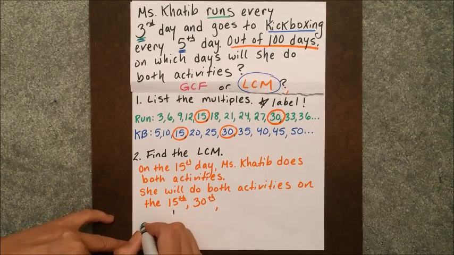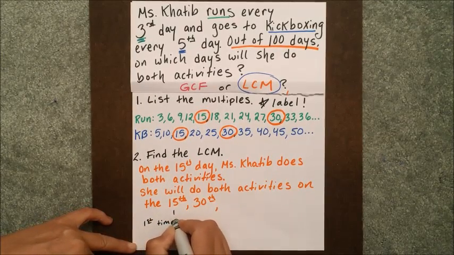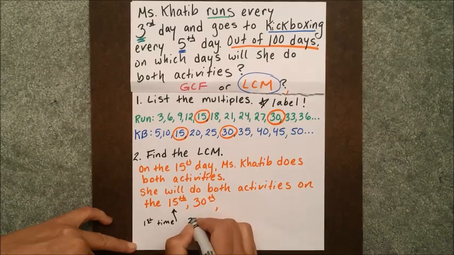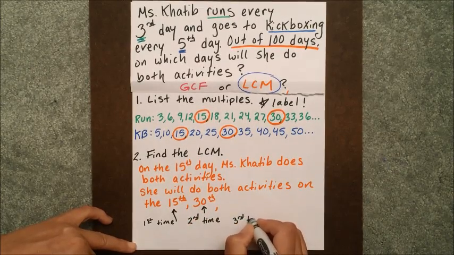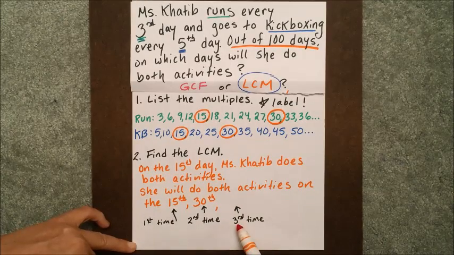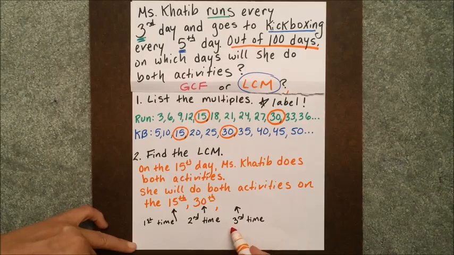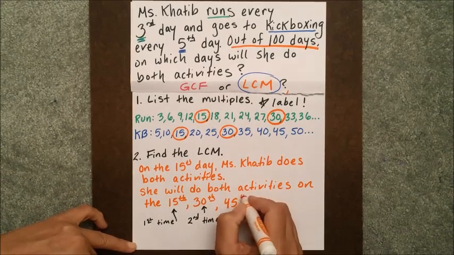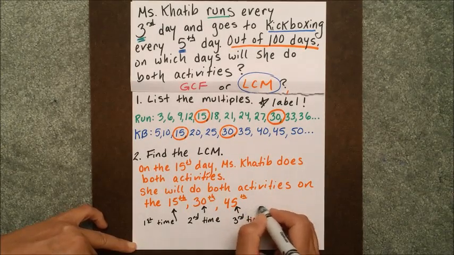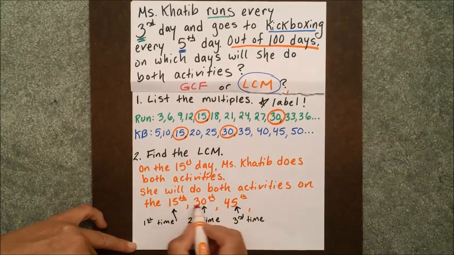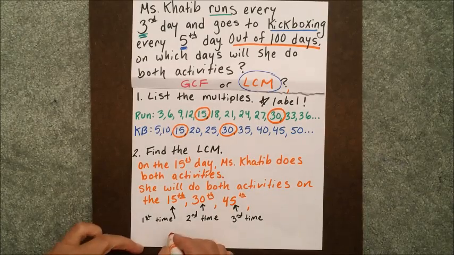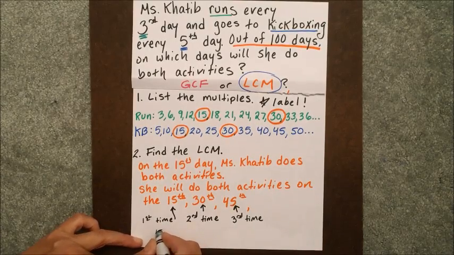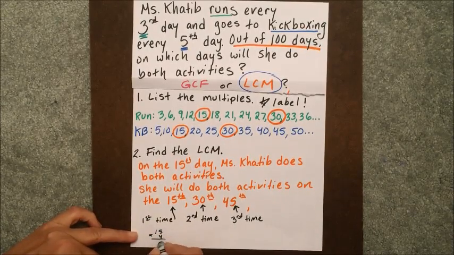So to help make this clear, we can say the first time is the 15th day. The second time it happens is the 30th day. And the third time it happens, well, if you can see the pattern, once you have the LCM, or the 15th day, you're basically going to be doing both activities every 15 days. You're going to be repeating that pattern. So you could do the math calculations on the side of your sheet if you don't know your math facts up to this point, and that's fine.